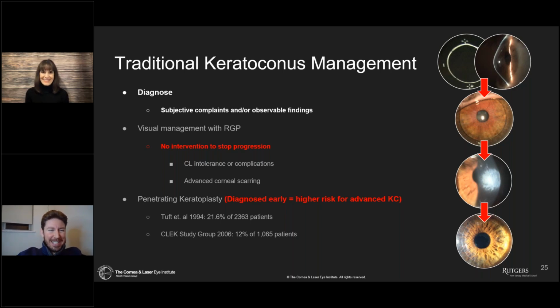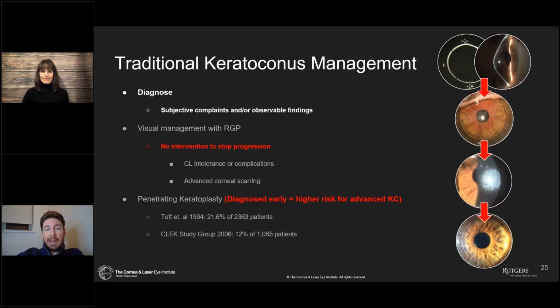Excellent. So when we get into traditional management of keratoconus, we remember that diagnosis was really made when we had subjective complaints and observable findings that we could see, obviously Munson's sign, thinning of the cornea, Vogt's striae, Fleischer's ring, all those sorts of things. What we would then do is visually manage the individual with a corneal gas permeable lens, but we had no interventions to actually stop the disease. So if those individuals continued to progress, they may progress to a point where they had contact lens intolerance or complications, or they may have advanced corneal scarring.